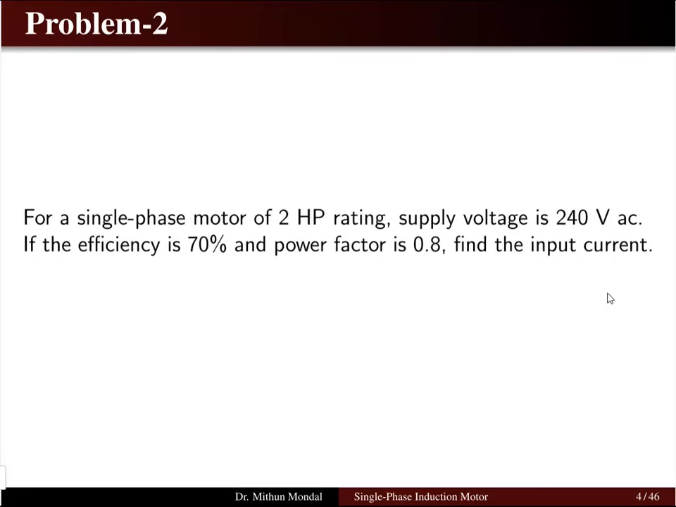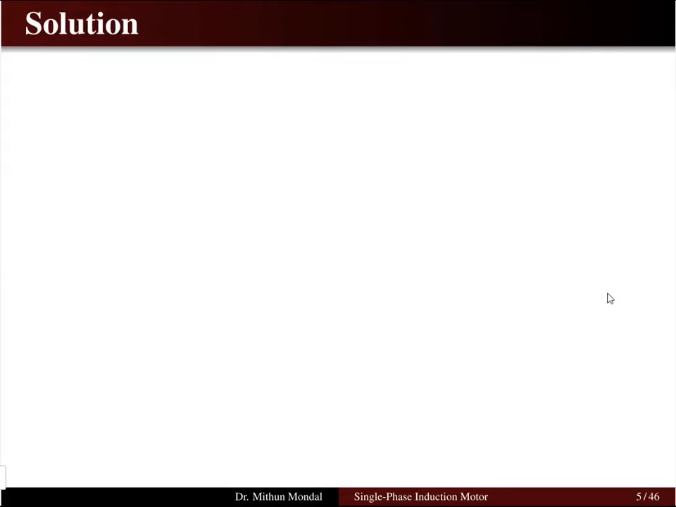Problem number 2. Again, we have a single phase motor. The rating on the motor is given as 2 horsepower and it is supplied with a voltage of 240 volt AC. So this is the input to the motor and the efficiency of the motor is given to be 70%, where the power factor of the supply is 0.8. Find the input current. Let us see the solution.